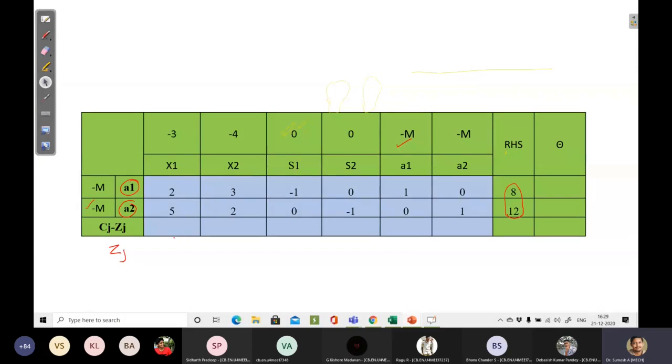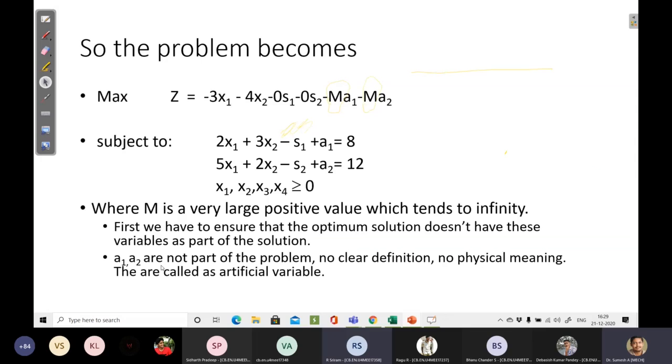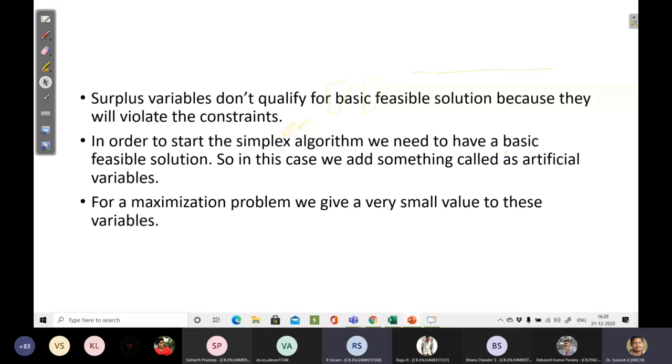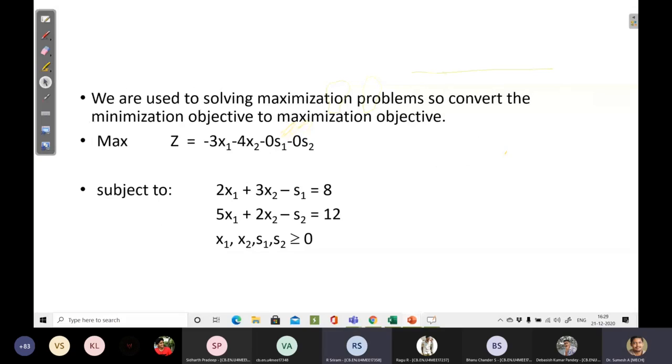Sir, could you go to the previous slide once again, sir? This one? The previous one, sir, before this. This one? Yes, sir. Okay, sir. Now got it, sir.